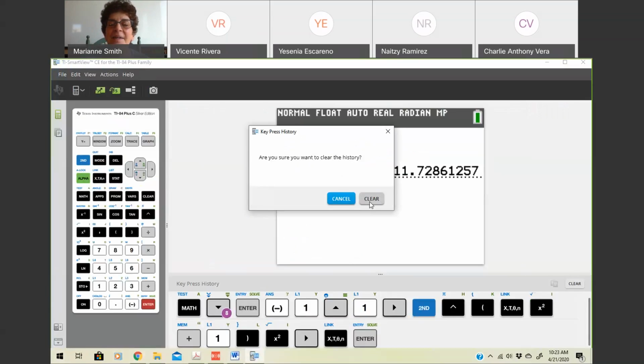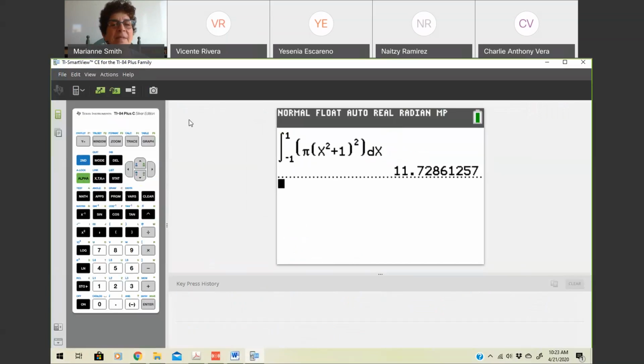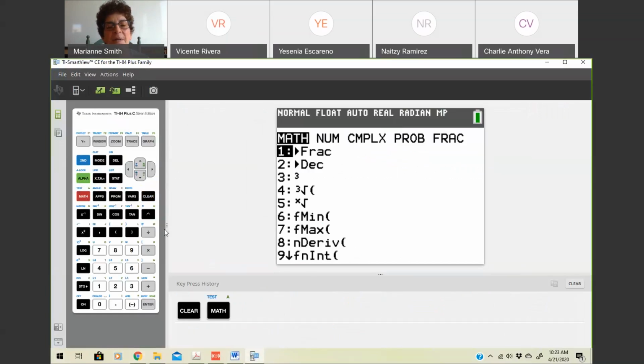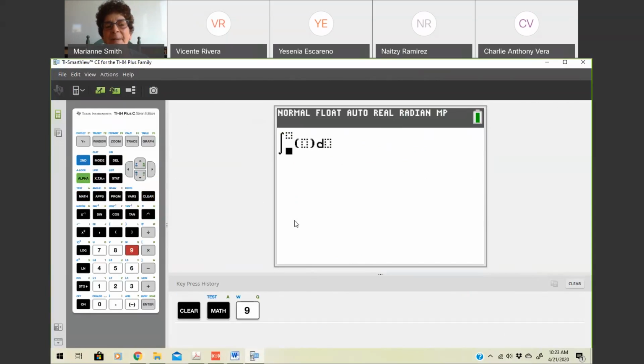Okay, I'm going to clear up some of this screen mess here. So I'm going to go into math, and I want function integrate. That's number 9. And again, remember, I need to know something about the problem in order to do this. So I'm going to put in my bounds, which are 0 to 30.